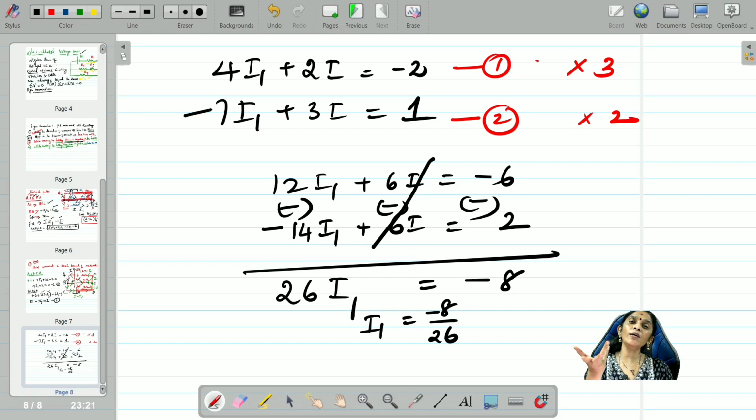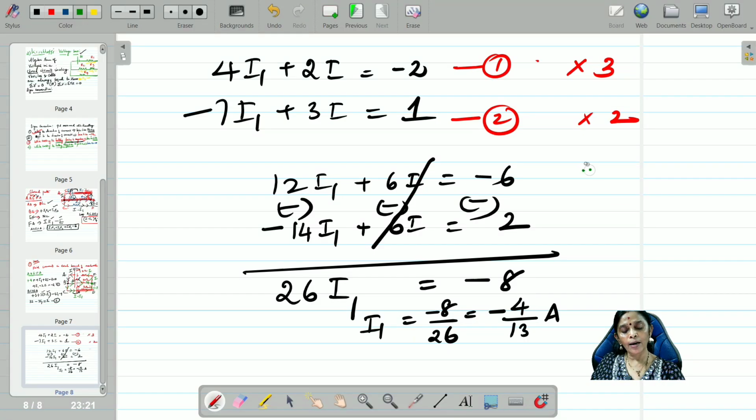You may be wondering what is this negative you are getting. You can get negative. Negative is nothing but opposite to the direction we assumed for the flow of current. Minus 8 by 26 is equal to minus 4 by 13 amps. Okay, I found out I1. Substitute in any one of the equations.